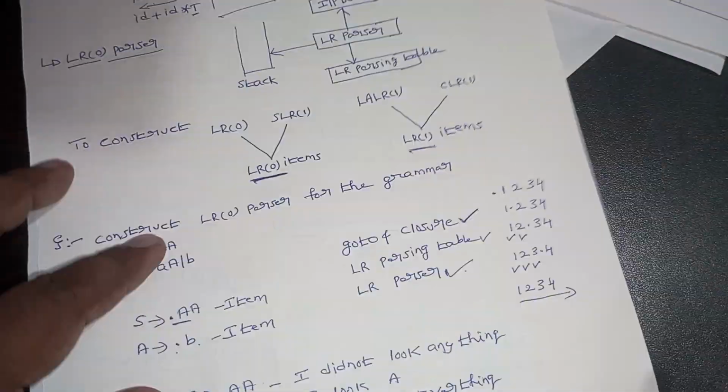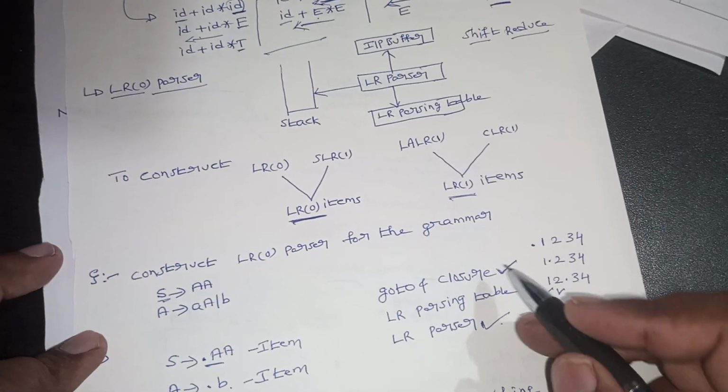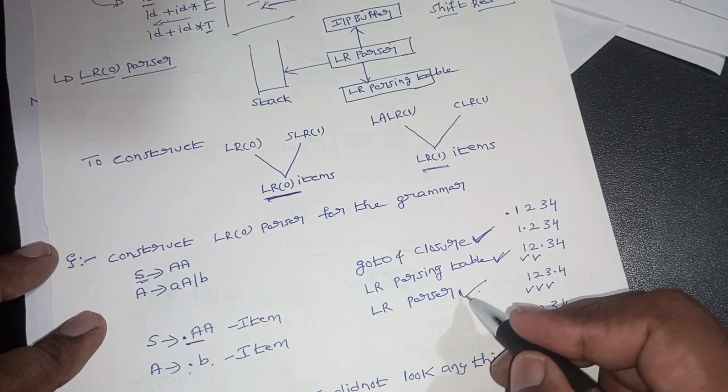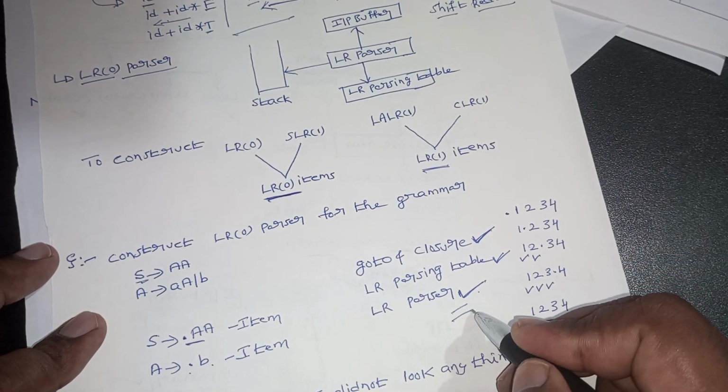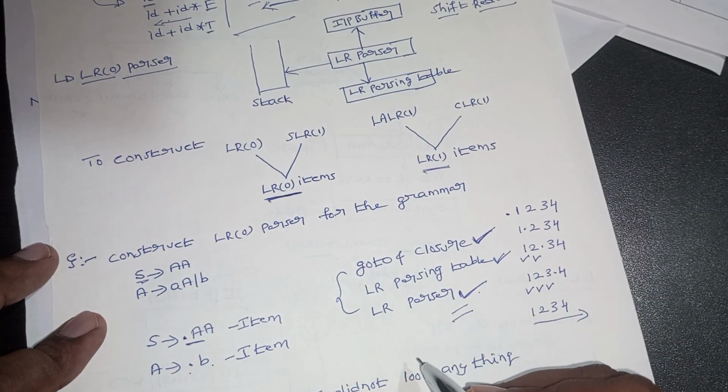See what we have seen in this example. First we have done goto and closure, next the LR parsing table, finally the LR parser. This is my actual output. So these three you have to do.